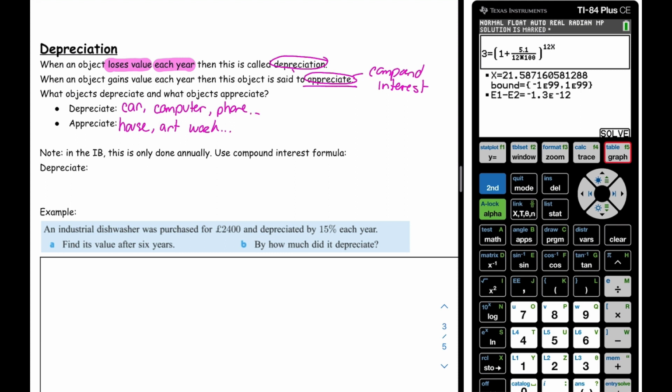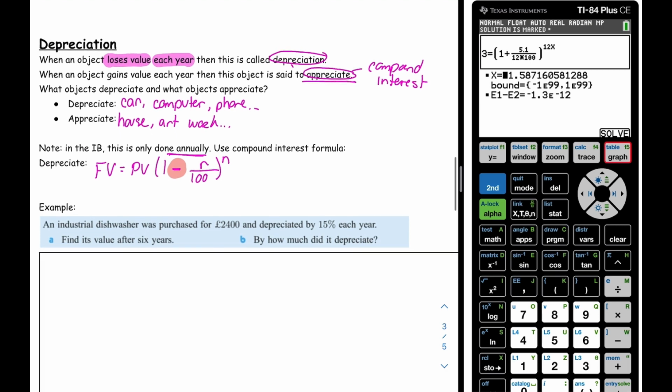So if we have depreciation in the IB, this is only done annually. So we're going to be using the compound interest formula. Now, since we're losing value each time, we're going to have that our future value is going to be the present value times 1. Instead of plus for gaining, it's going to be subtracting for losing. And since it's going to be done annually, we don't need to really have the value of K here. We're just going to have the number of years. So when we're depreciating, it's going to be a negative sign instead of a positive sign because we're losing value each year. Let's look at our examples.